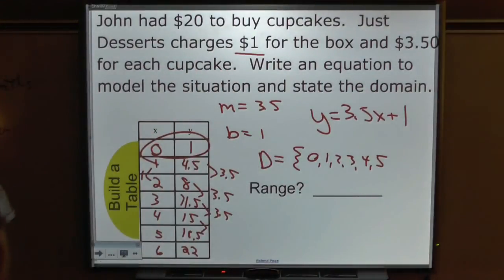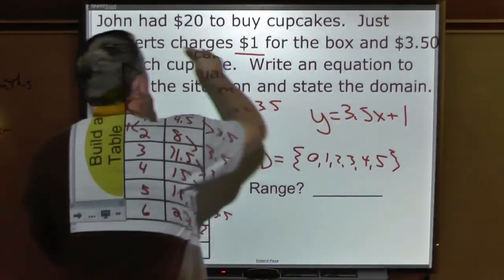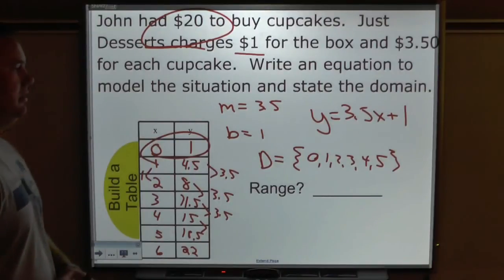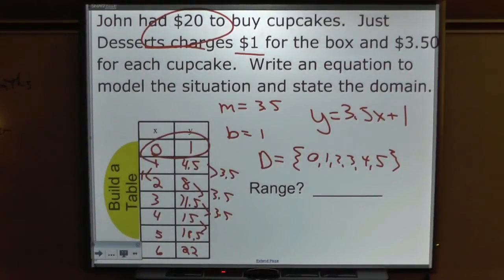Can he buy the 6th cupcake? The answer is no, because he doesn't have enough money. And that's this right here. He only has 20 bucks. He can't get up to the 22, so he can't get the 6th one. This is very important. When you state that domain, it can only go to 5. Don't write the 6 in there.